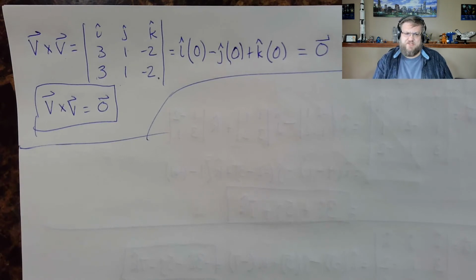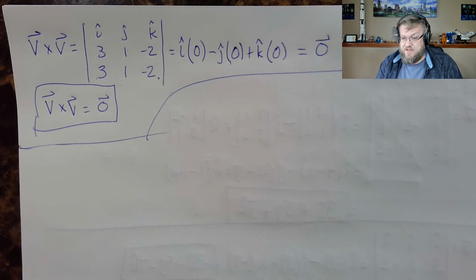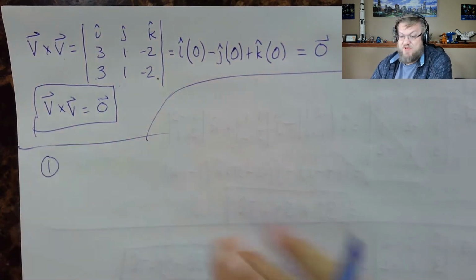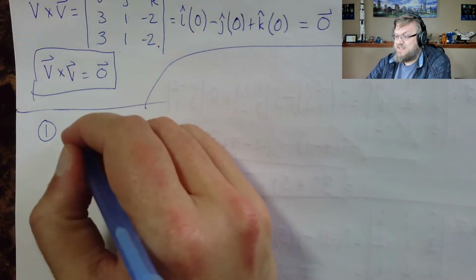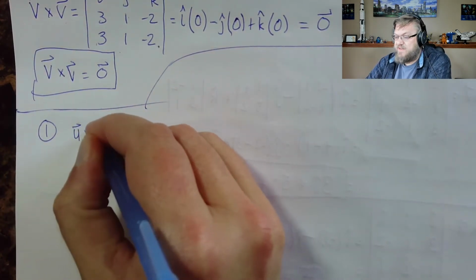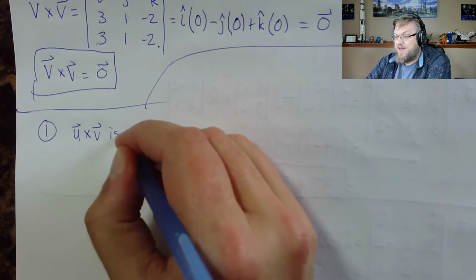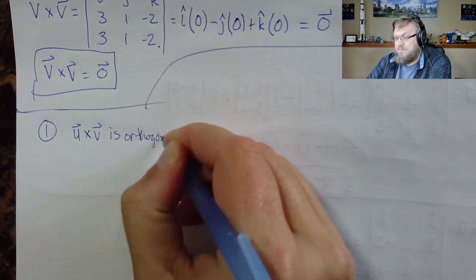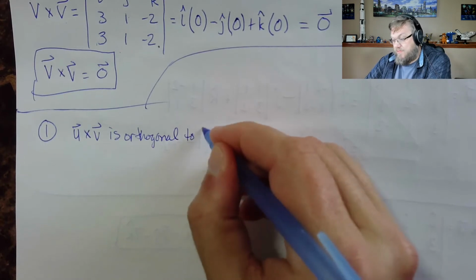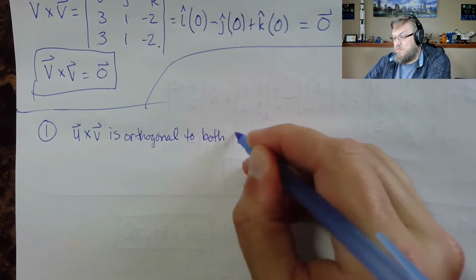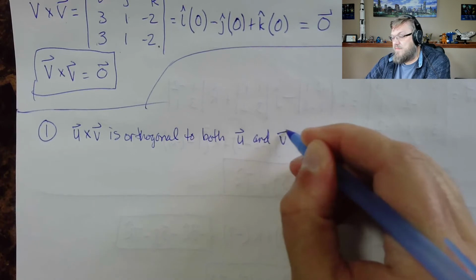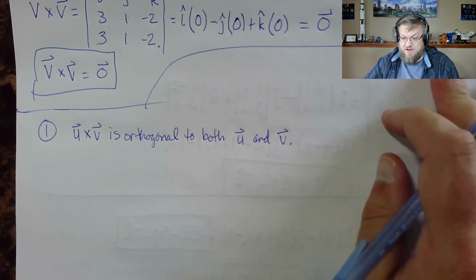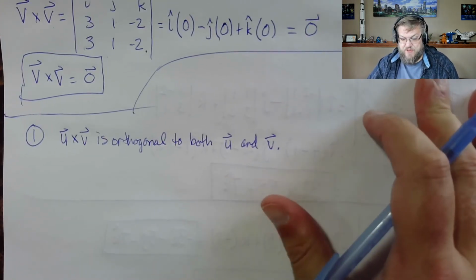So one of the biggest uses of a cross product is to generate a vector that is orthogonal to two vectors, right? So the first property that we need to really pay attention to for the cross product is the following. When you calculate u cross v, you get a vector that's orthogonal to both u and v. Okay. Now I want to stop there and just talk a little bit about visualization with you.